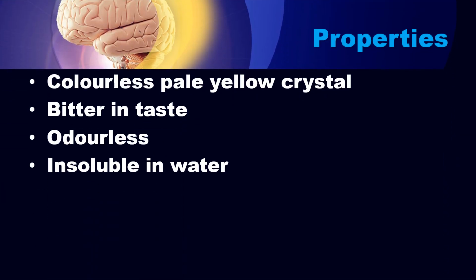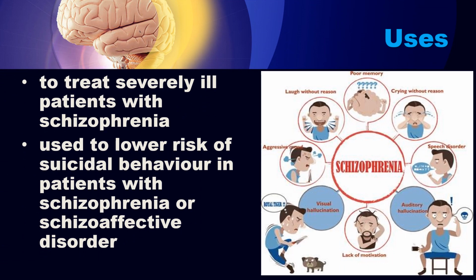Properties. It's a colorless pale yellow crystal. It is bitter in taste. It has no odor and it is insoluble in water. Uses of clozapine. It is used to treat severely ill patients with schizophrenia. Here are the symptoms of schizophrenia, and it is being used to lower the risk of suicidal behavior in patients with schizophrenia and schizoaffective disorder.